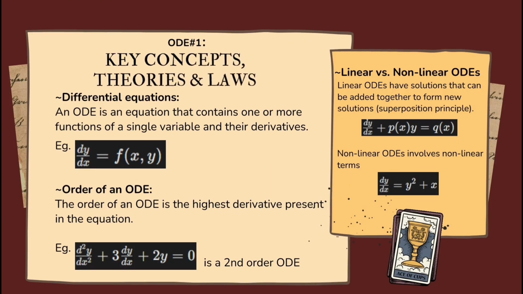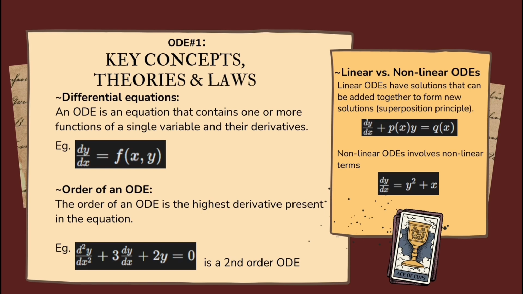Key concepts, theories and laws. Differential equation: an ODE is an equation that contains one or more functions of a single variable and their derivatives. Here is an example. Order of an ODE: the order of an ODE is the highest derivative present in the equation. For example, in this equation, we can see that the highest derivative is 2, so the equation is a second order ODE.